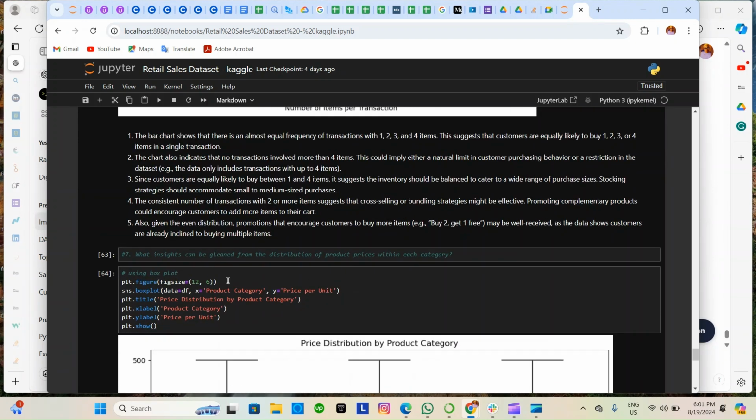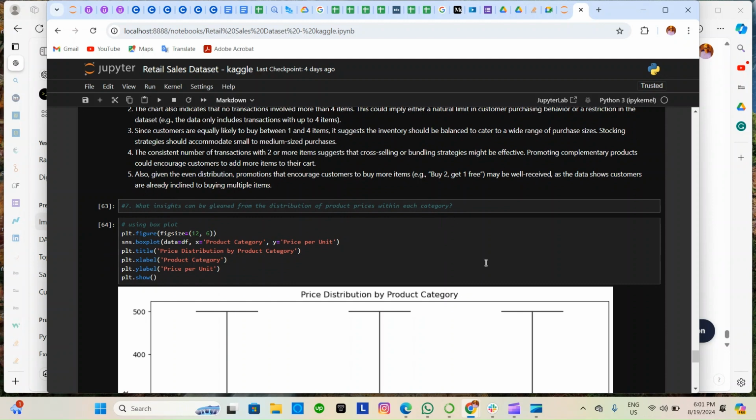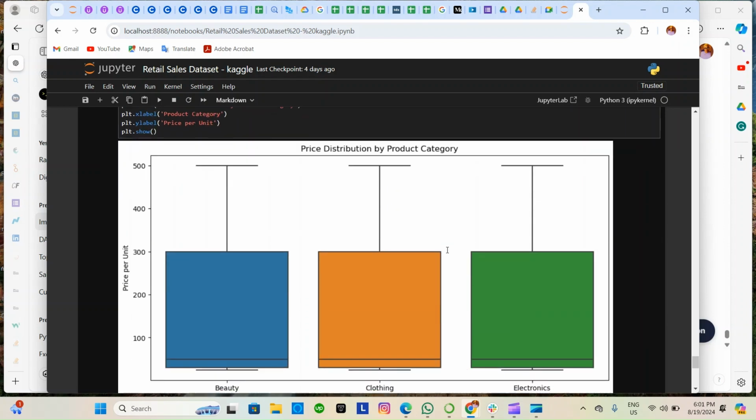Now, this is the final insight. We want to find out the distribution of product pricing within each category. For this, I'm using the box plot again. Here, we're going to look at the category and the price per unit. We want to see how the pricing strategy works, how pricing is spread within each category.